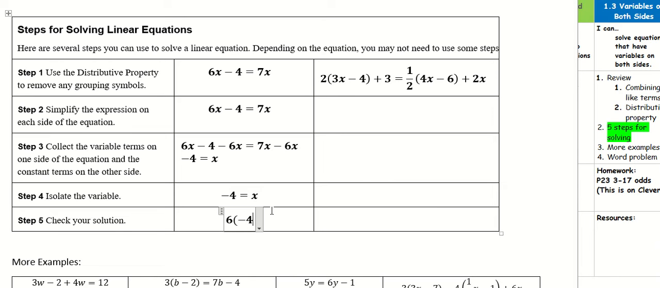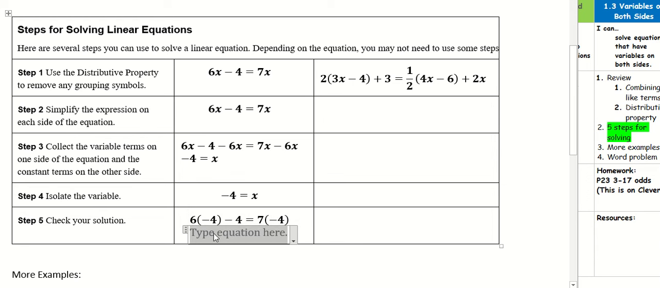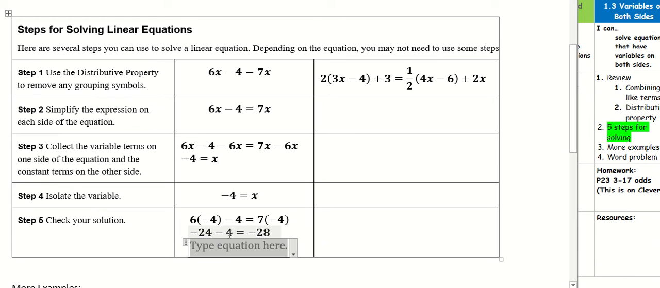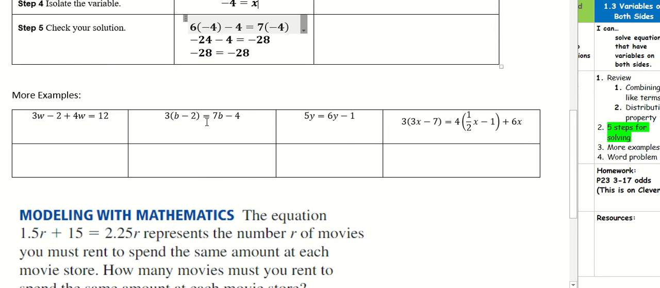6 times -4 minus 4 equals 7 times -4. 6 times -4 is -24. Minus this 4 that just comes down equals 7 times -4, which is -28. -24 minus 4 is -28, which equals -28. So this is true. Because this is true, I know this is the correct solution. We did it. All right, let's take a look at a couple more examples down here.